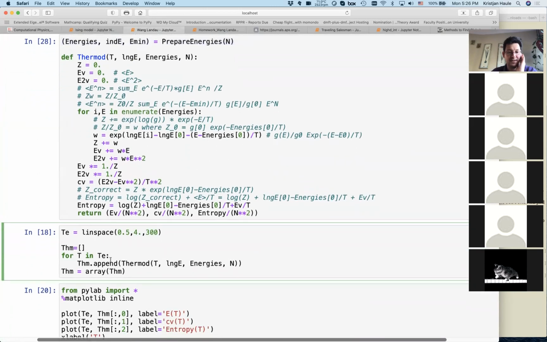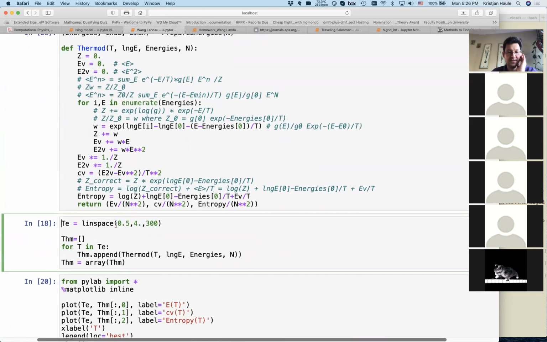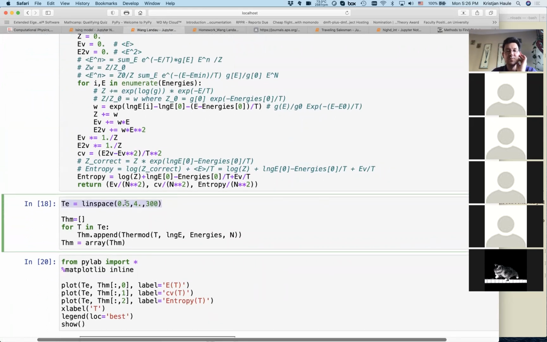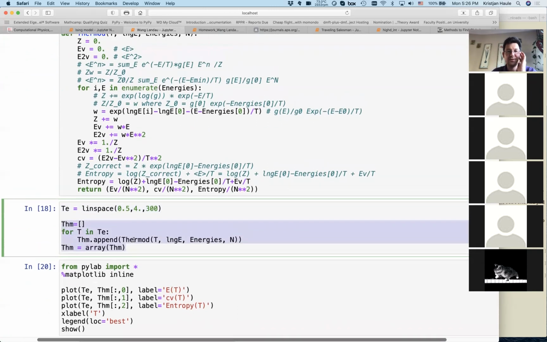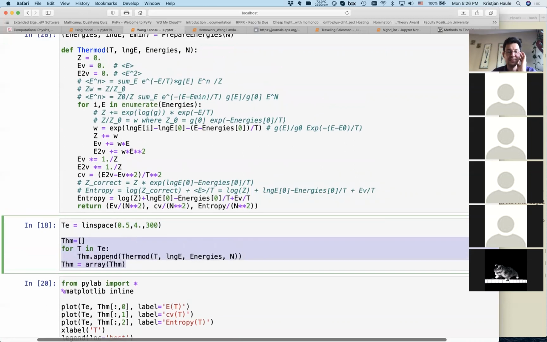Then we are going to take a linear mesh of temperatures, from 0.5 to 4, let's say 300 points. And then we're just going to store all the thermodynamic relations. So we're going to call this function thermodynamics for this temperature, with this density of states, with these energies, and so on.